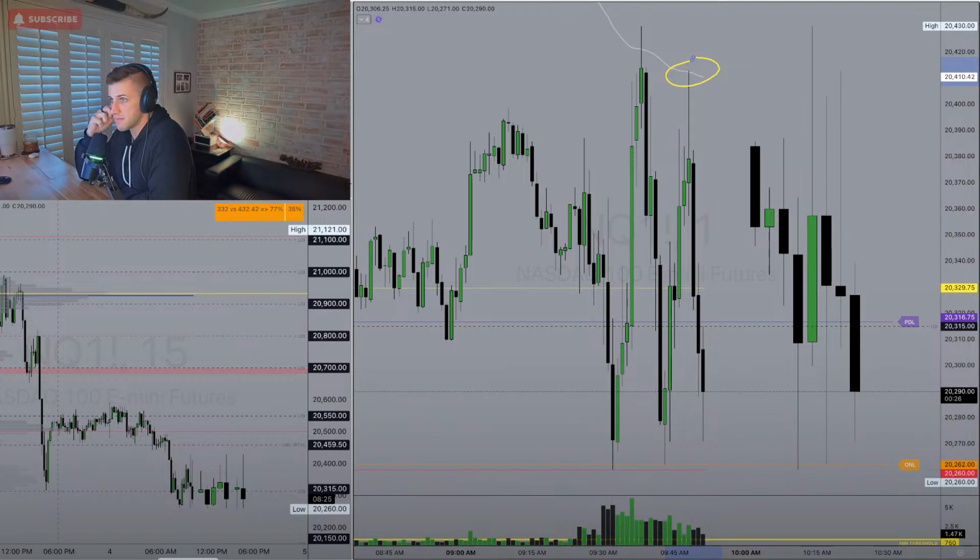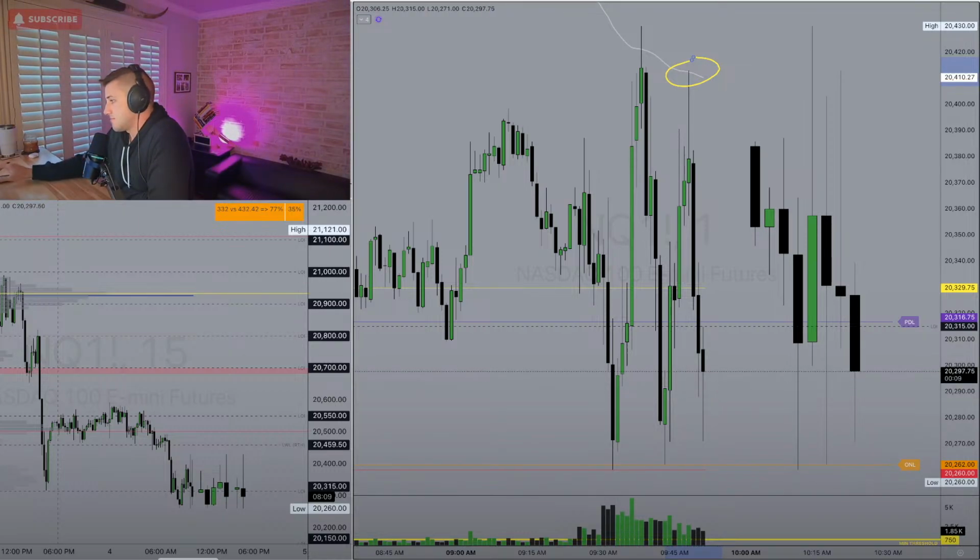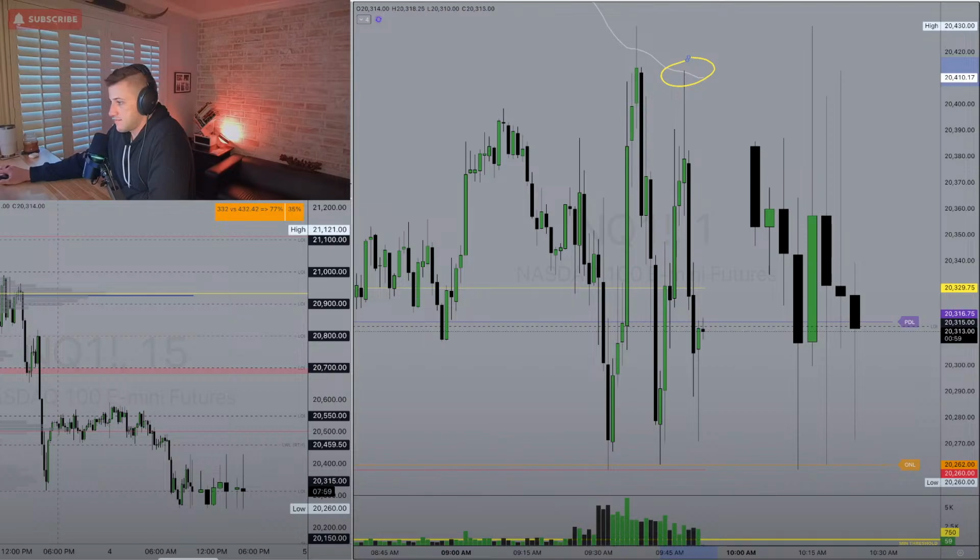Let's see how the lows are going to be treated. Third test of the lows. That overnight low. The bot is still short from that initial short, man. Tough not to interfere with that thing.